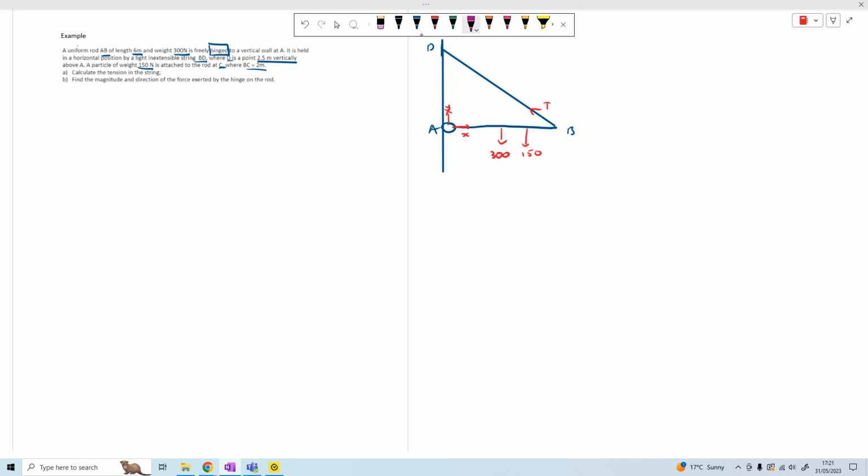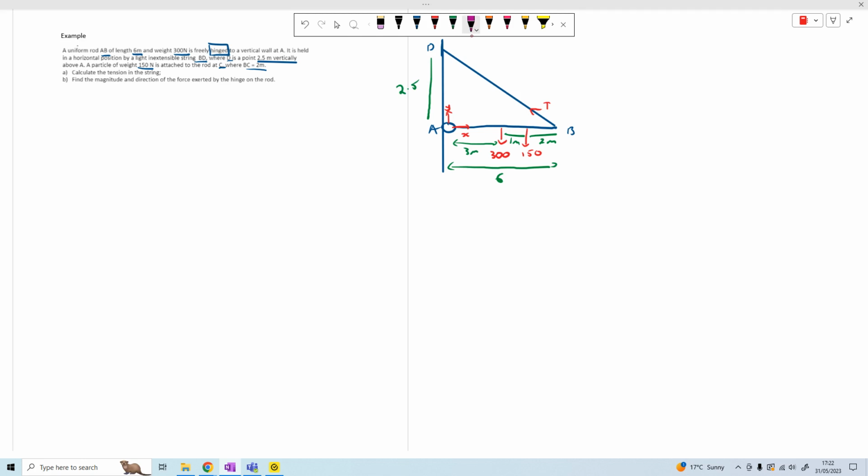In fact, let's put some distances on first before we go any further. First of all, the 300 newtons must be in the middle, so this must be 3 meters because the whole length is 6. So I'll label the whole length down below it. I've then got this length here is 2 meters, which means this length here must be 1 meter. And then the final thing they told me is that the distance between A and D is 2.5.